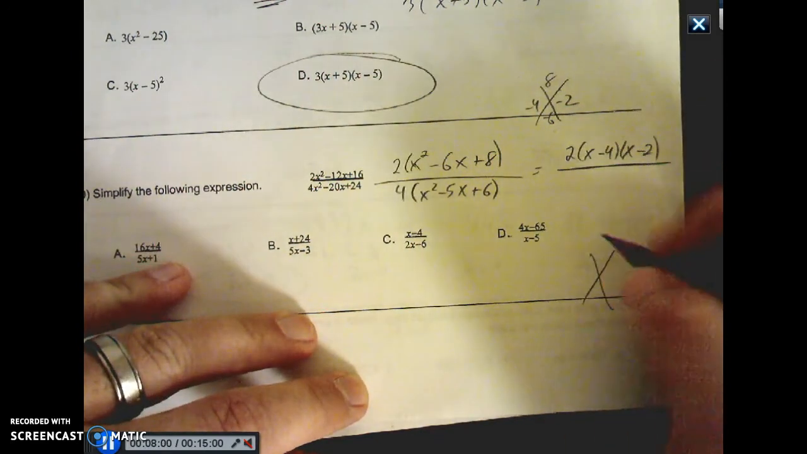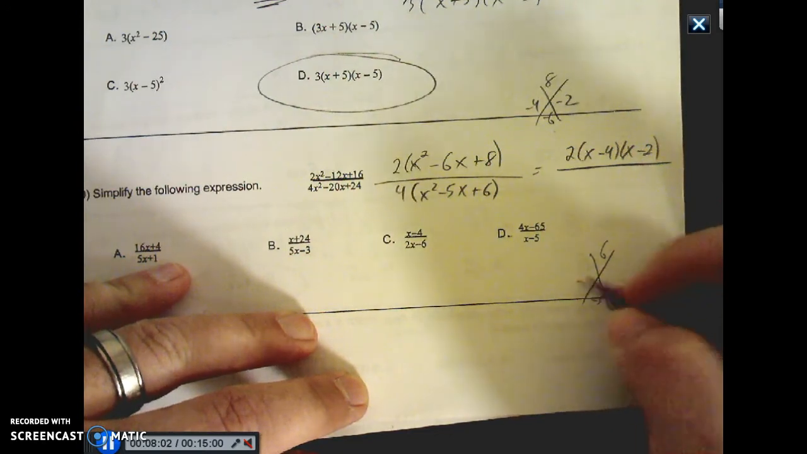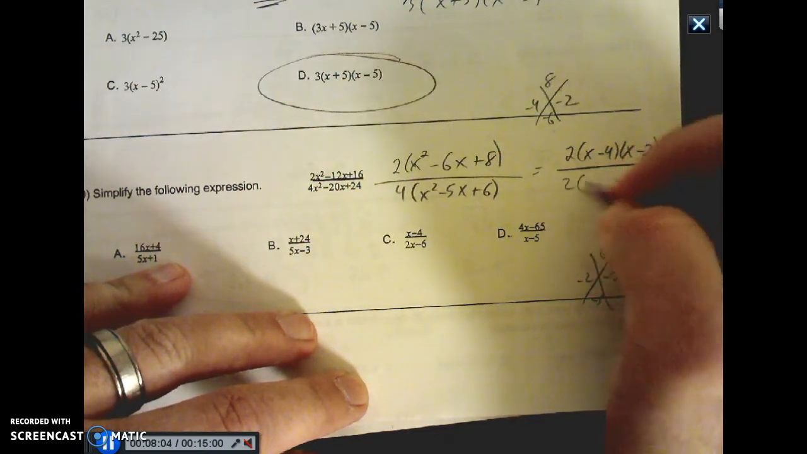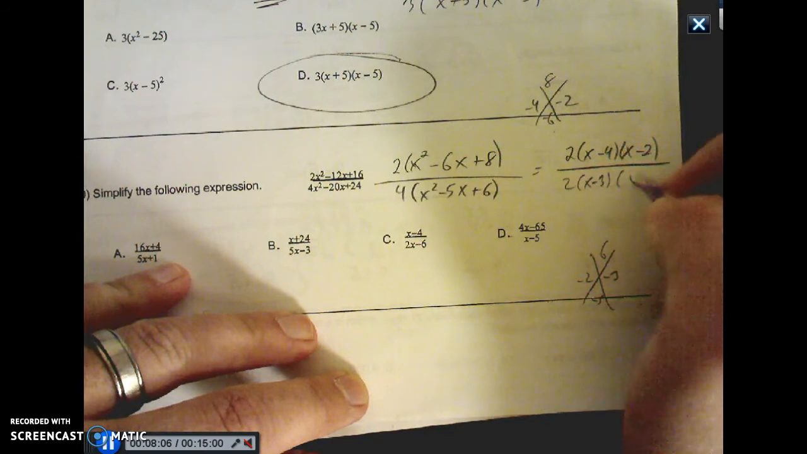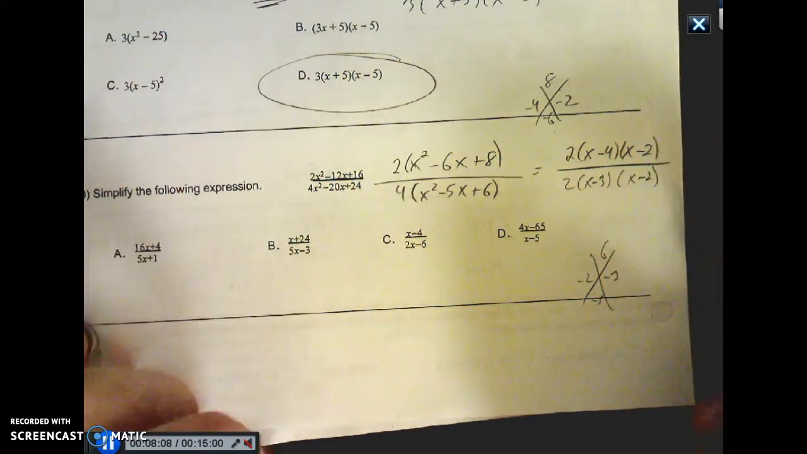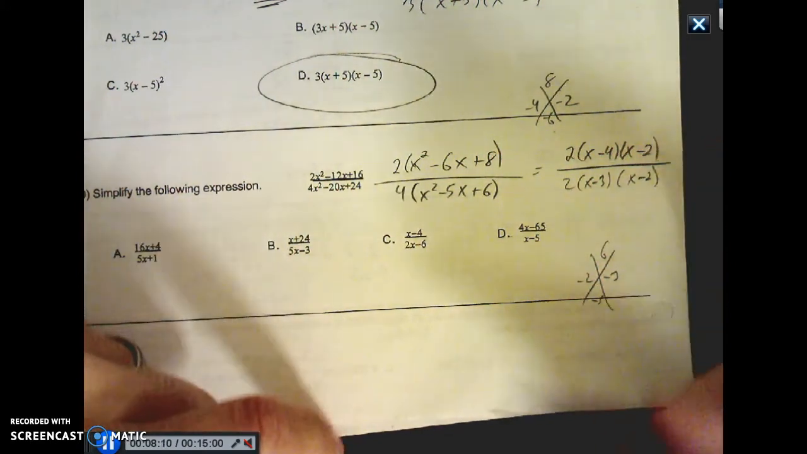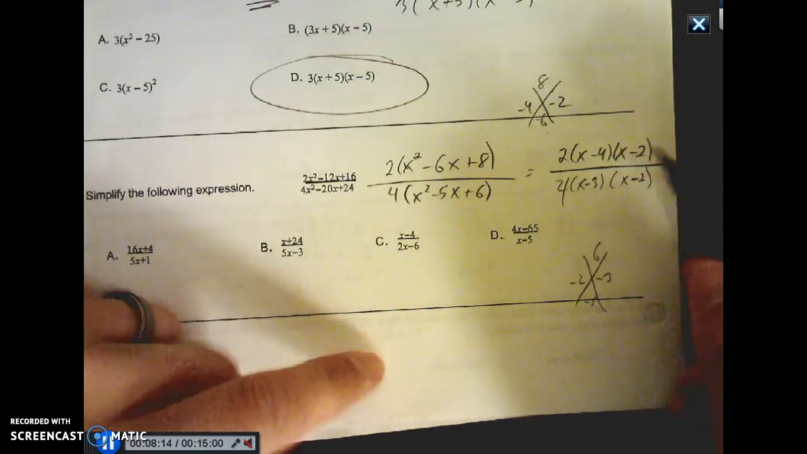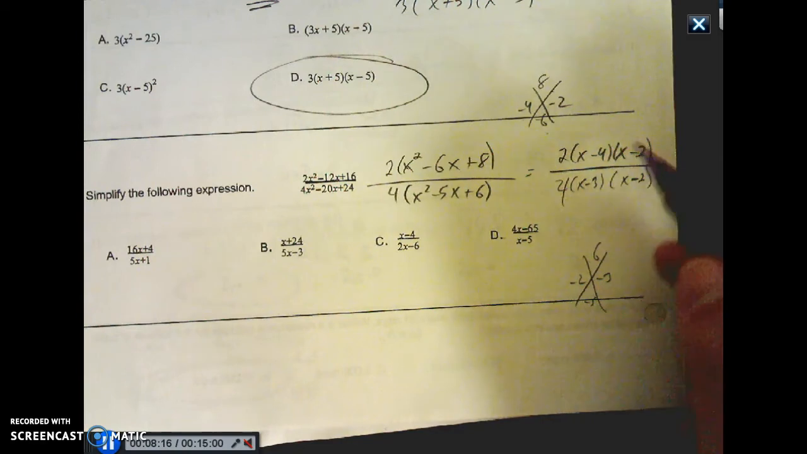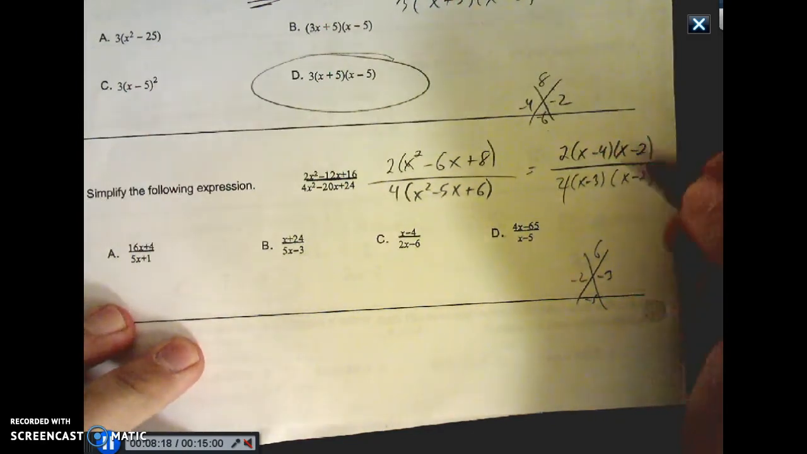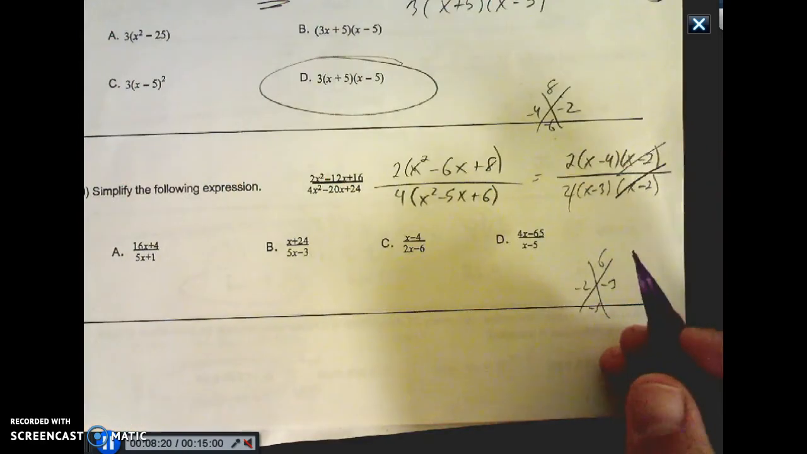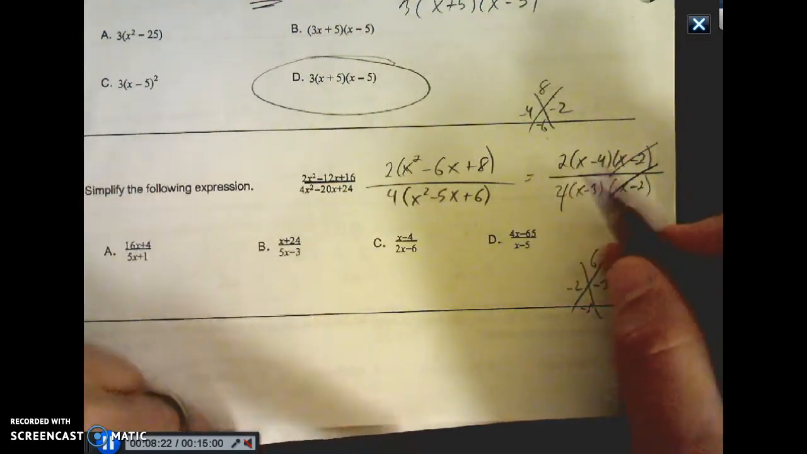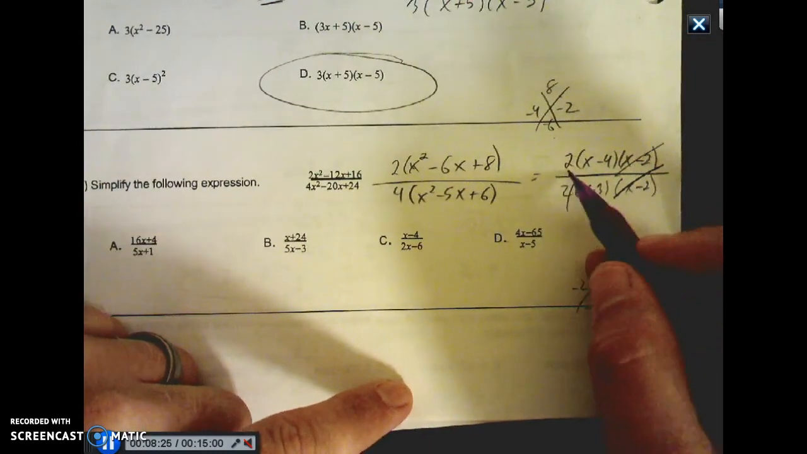Okay, down low, 6, negative 5, negative 2, negative 3. Alright, here's the whole trick. You guys factor. Once you're done factoring, that's a 4 there, my bad. Once you're done factoring, you look for the things that are similar on top and bottom. In this case, x minus 2 is on top and on bottom. So it cancels out.